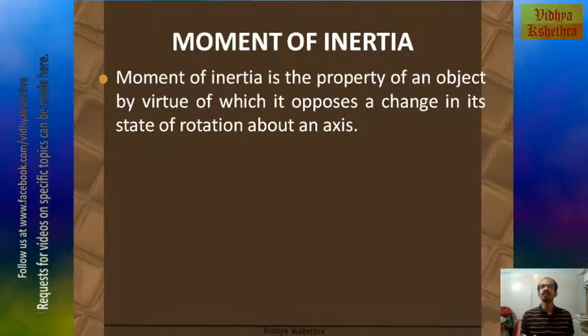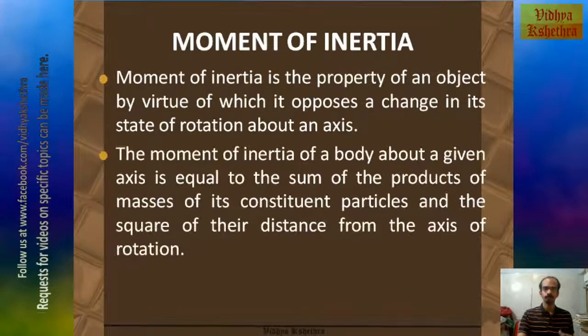Now, moment of inertia. Moment of inertia is the property of an object by virtue of which it opposes a change in its state of rotation about an axis. This is analogous to the concept of inertia in the case of translational motion. Now, the moment of inertia of a body about a given axis is equal to the sum of the products of masses of its constituent particles and the square of their distance from the axis of rotation. In this case, moment of inertia can be considered similar to mass.